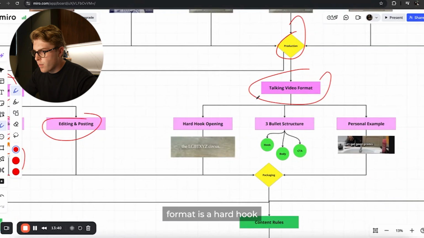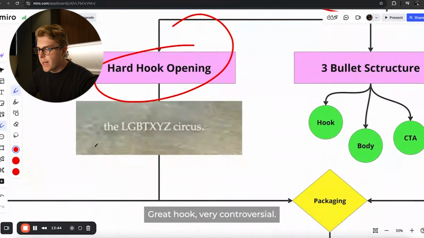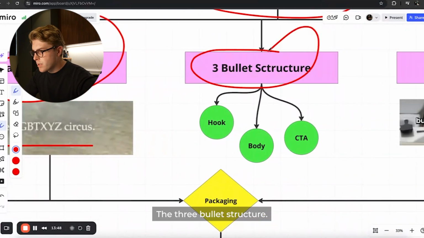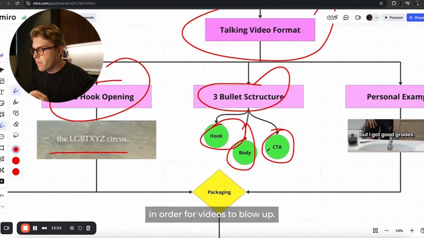Then the talking video format is a hard hook opening. The LGBTQ XYZ circus, great hook, very controversial. A lot of people have their opinion on it. Then the 3-bullet structure. We need a hook, we need a body, and we need a call to action in order for videos to blow up.